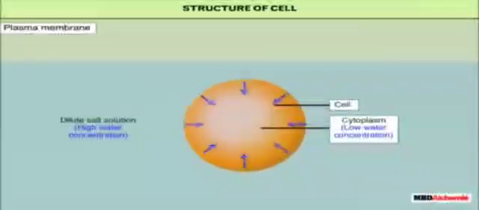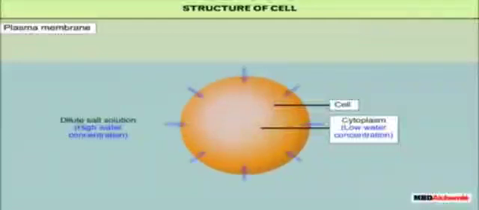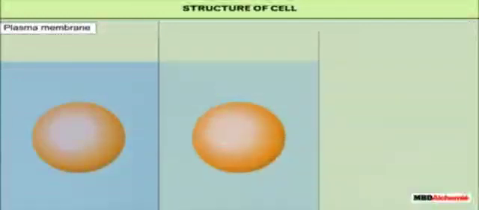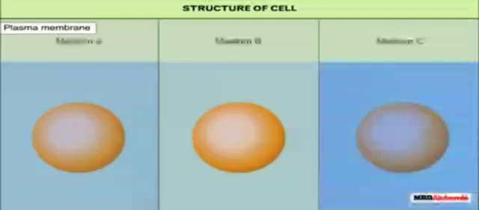The movement of water molecules from a region of high water concentration to a region of low water concentration through a selectively permeable membrane is called osmosis. The movement of water across the membrane is different depending upon the concentration of the medium surrounding the cell.